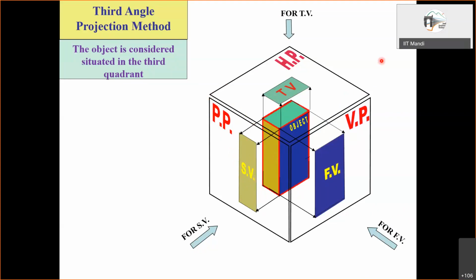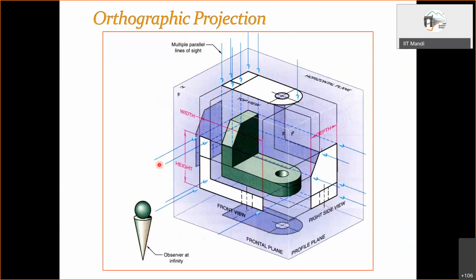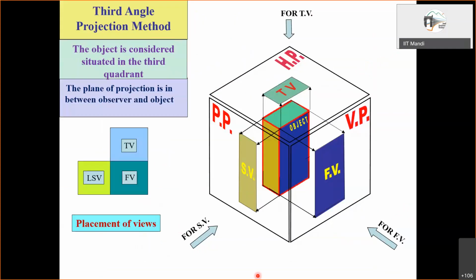If we look from this side in this direction, it will be the right side view. And here you have the relative placement. With reference to the front view, the top view is above, and the left side view is at the left side. Okay, so it's more or less easy to remember also. If it is third angle, then left side view is at the left side of the front view, top view is above the front view, like for first angle it will be opposite.